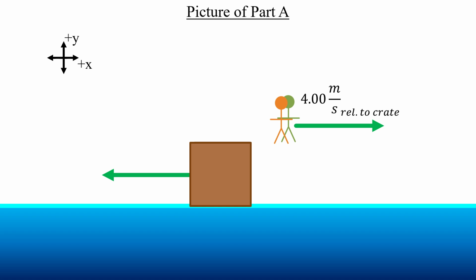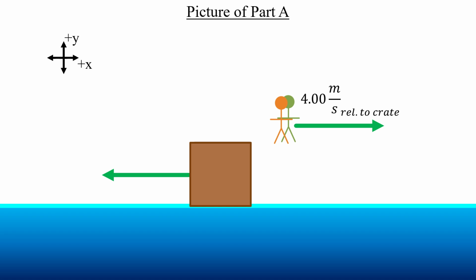How fast is the crate moving away relative to Jack and Jill? Well, we have no idea because it's accelerating as it moves away. So there's a complicated process involved to answer that question. Instead, the easiest way to go about answering this problem is to figure out all of the velocities but relative to the ground, since the ground doesn't move.